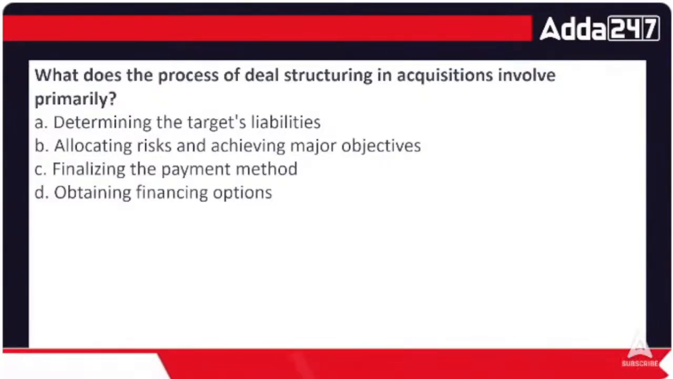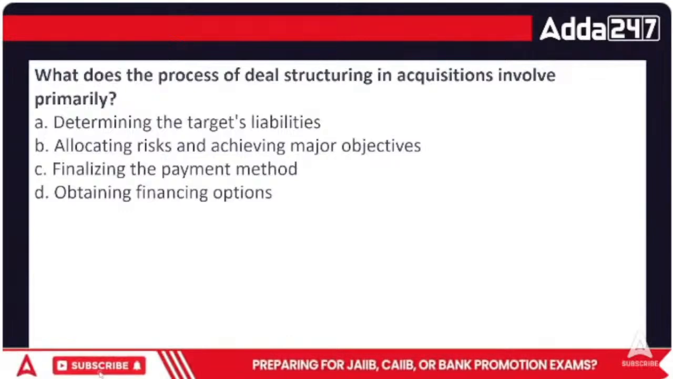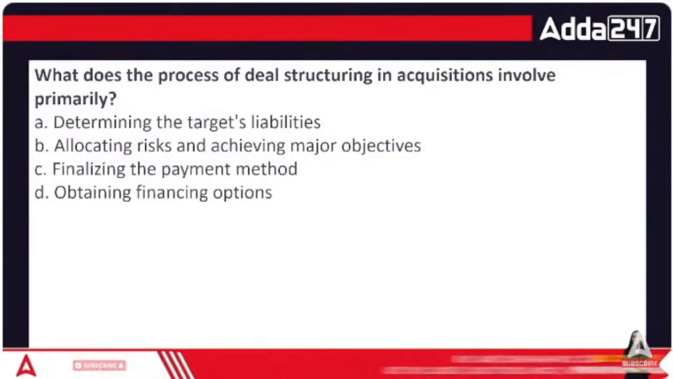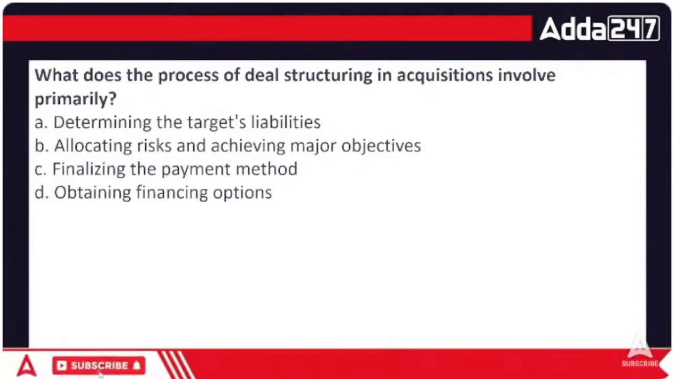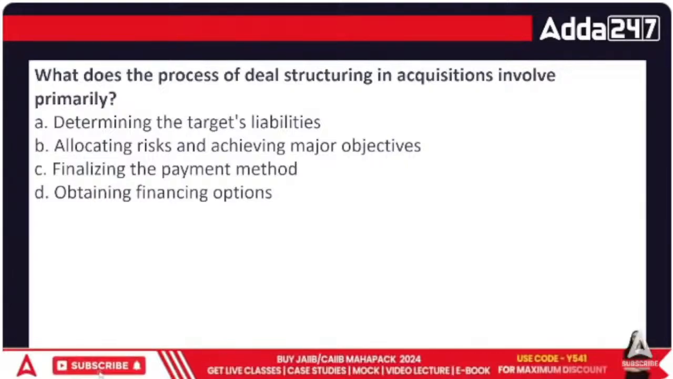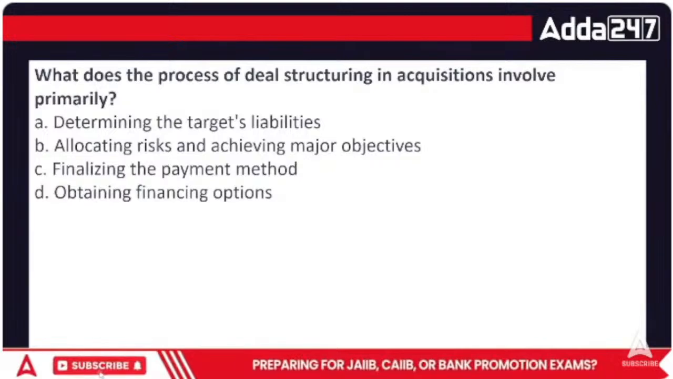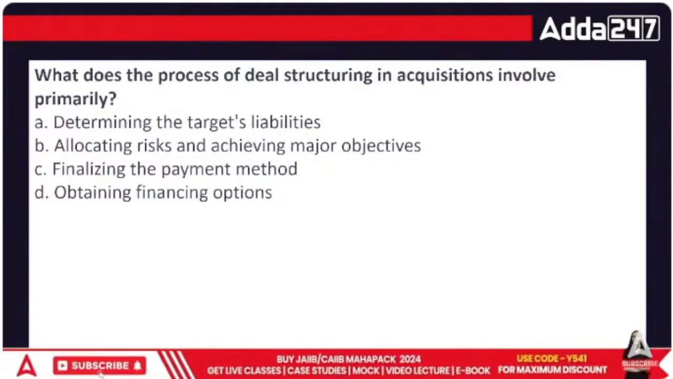What would be the answer to this question, everyone? What does the process of deal structuring and acquisition involve primarily? Firstly, what does it include? Is it determining the target liabilities, or allocating risks and achieving major objectives, or finalizing the payment method, or obtaining financial options? What's the first and foremost thing that they have to see?